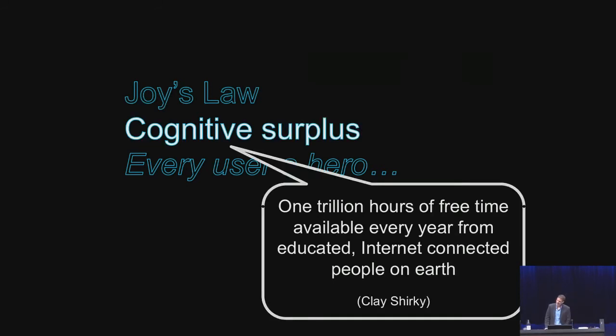Number two, cognitive surplus by Clay Shirky. Clay figured out that among the educated, internet-connected citizens of planet Earth, there are 1 trillion hours of free time available every year that can be used for some higher purpose. 1 trillion hours. Clay notes that Americans spend about 230 billion of those hours every year doing what? Watching television, watching Baywatch. Cognitive surplus talks about the design patterns that you can use to harness that surplus of cognitive ability worldwide.